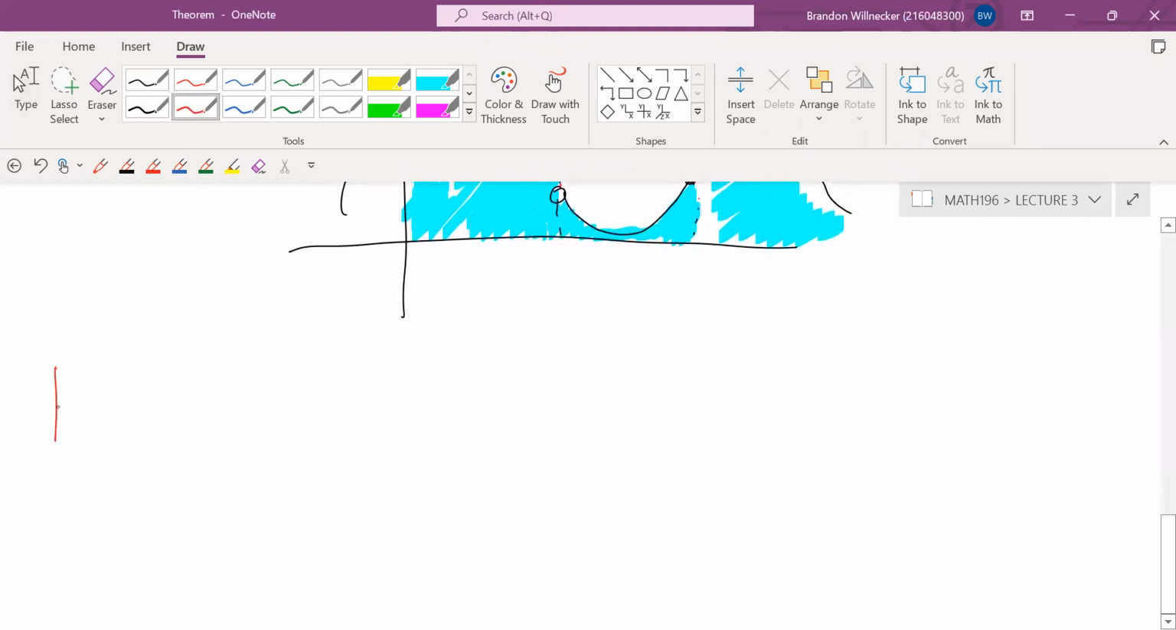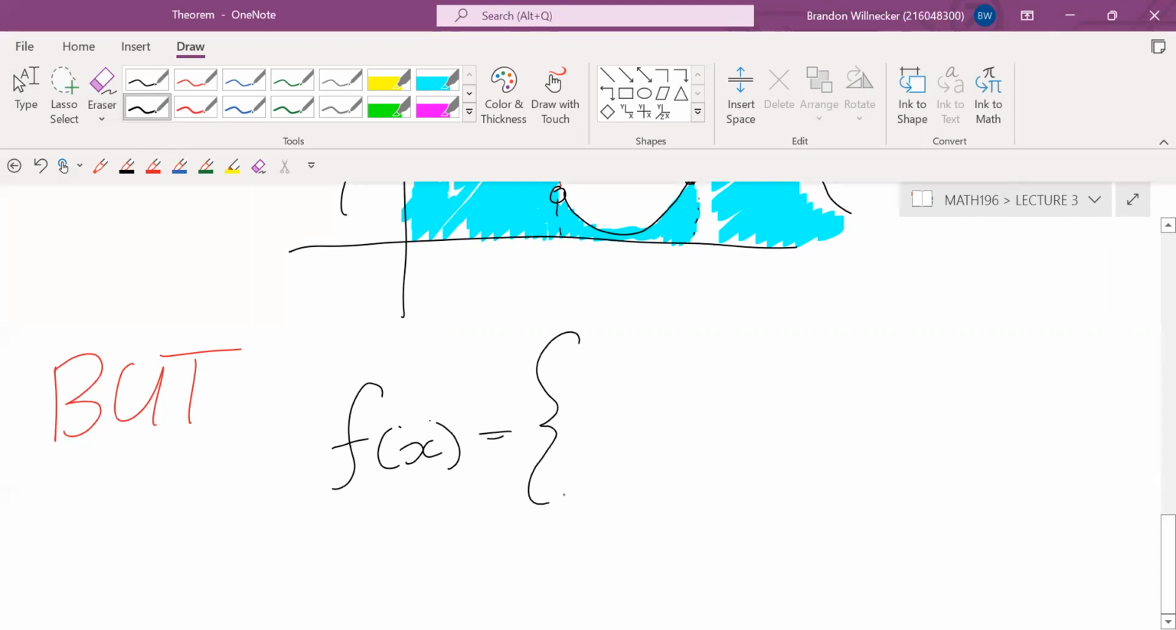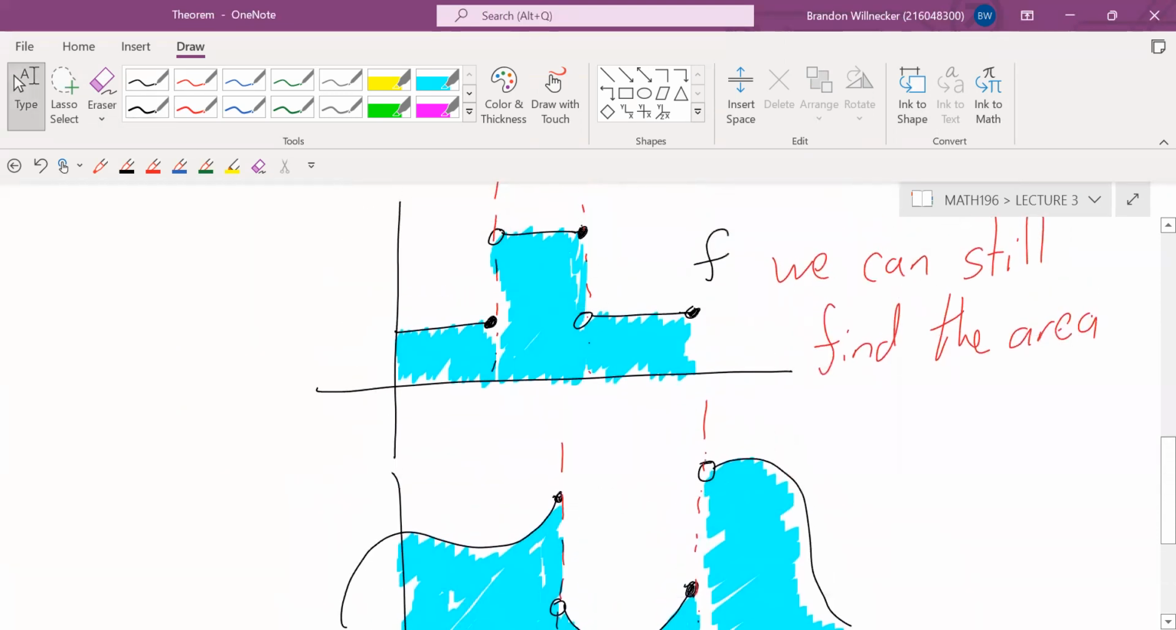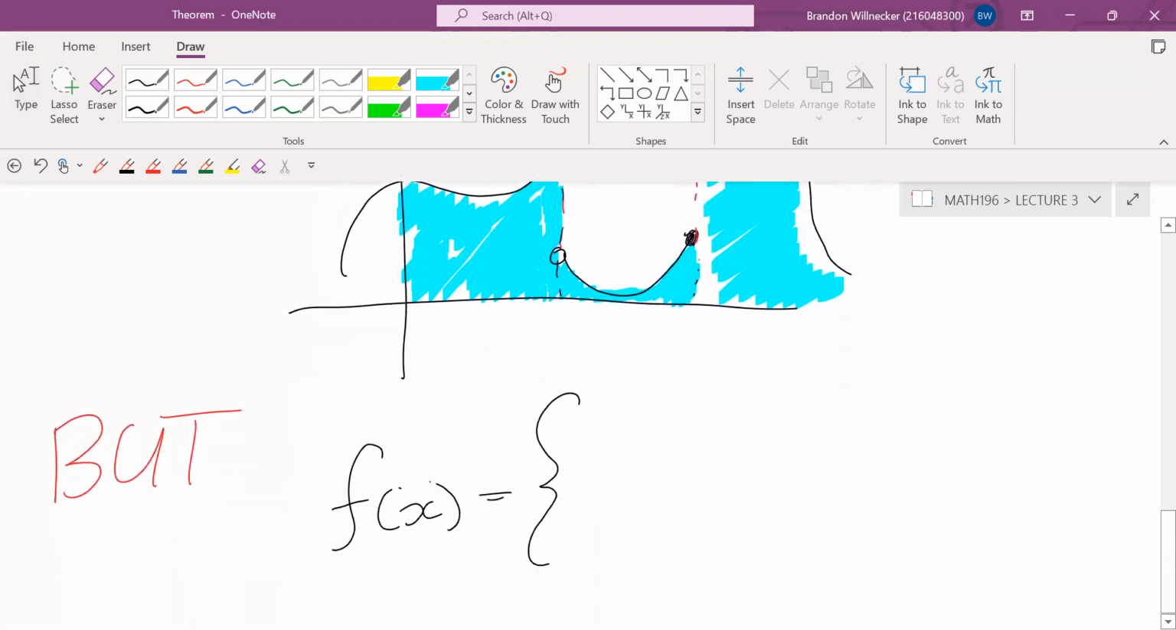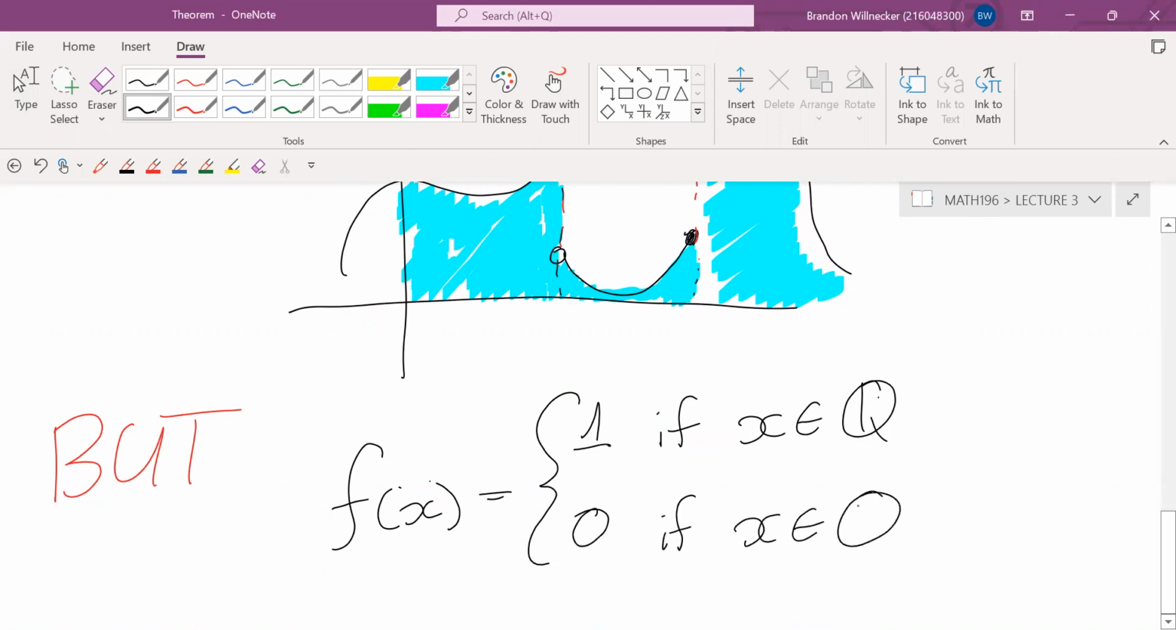Now let's put a big but here. What happens if we have a function like this? F of x is equal to, and then it's split up into two parts, much like these functions here are split up into different parts. Let's say that it is 1 if x is rational, so all your fractions. So if x is rational, it's 1, and it is 0 if x is irrational.